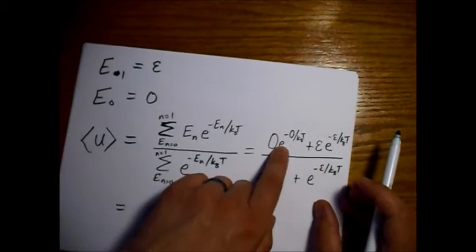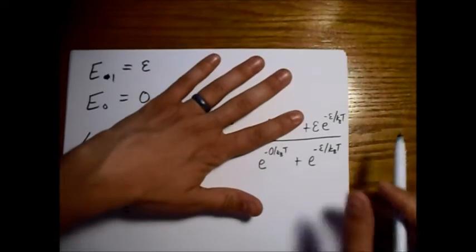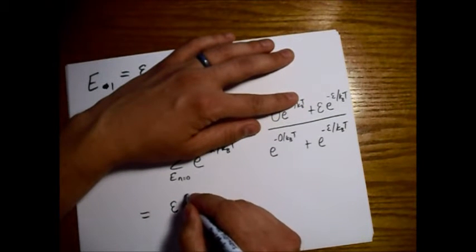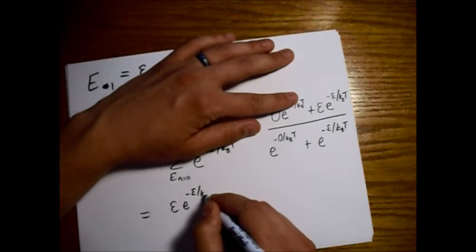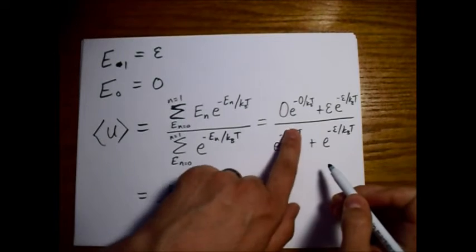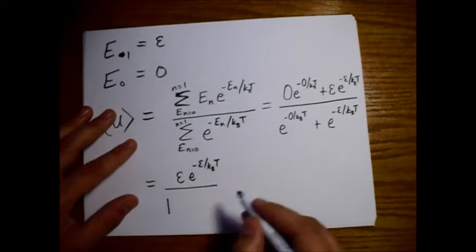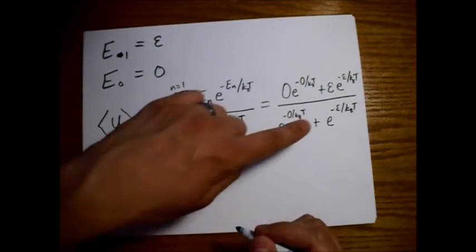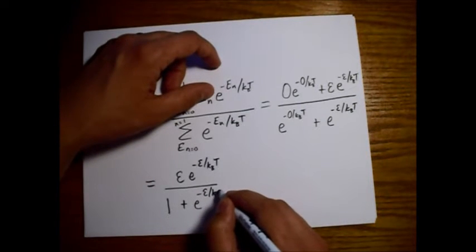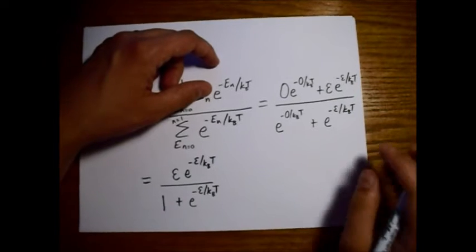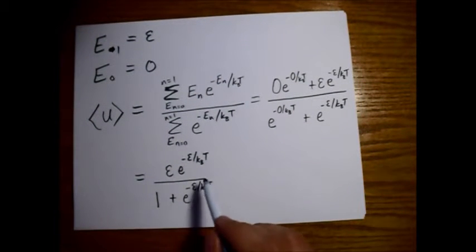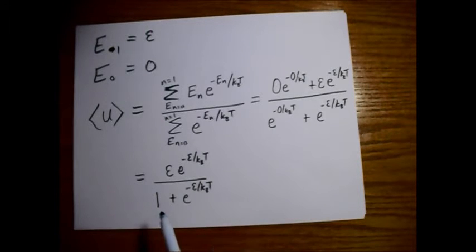This first term goes to 0, since we multiply by 0 here. So on top we have epsilon e to the minus epsilon over kBT. And then this e to the 0 is 1 plus this e to the minus epsilon over kBT. So this is our average energy per particle.